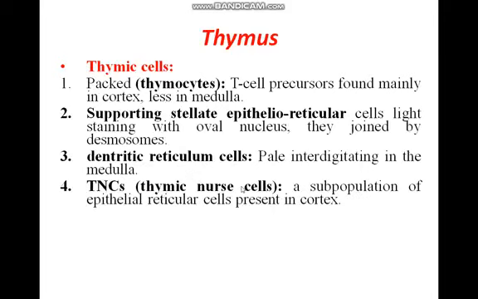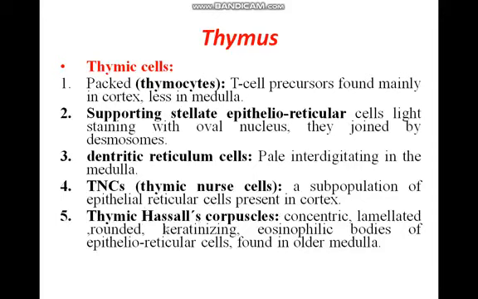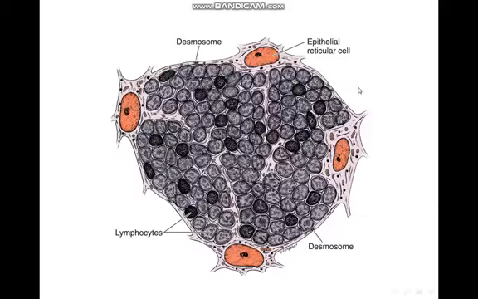Thymic nurse cells are a subpopulation of epithelio-reticular cells found specifically in the cortex. And we have the thymic Hassall corpuscle, which is a lamellated, keratinized, eosinophilic body found in older age groups, and it's found in the medullary region. In this section, we can see the epithelio-reticular cells that send septa connected by desmosomes and act as a support network for other thymic cells.